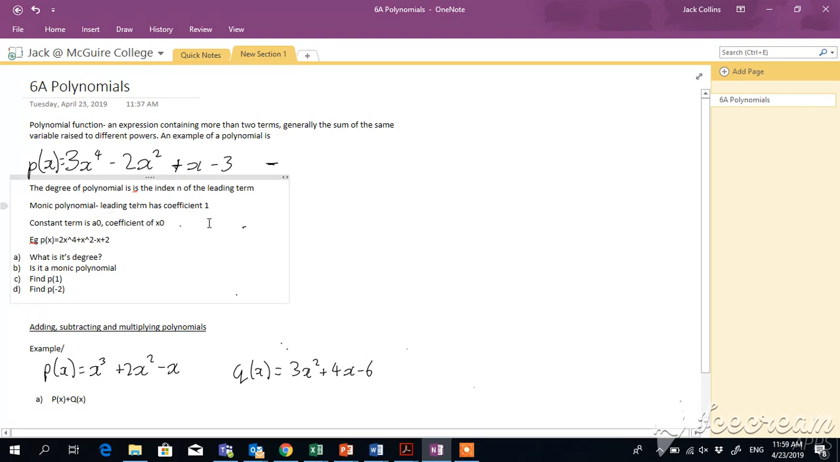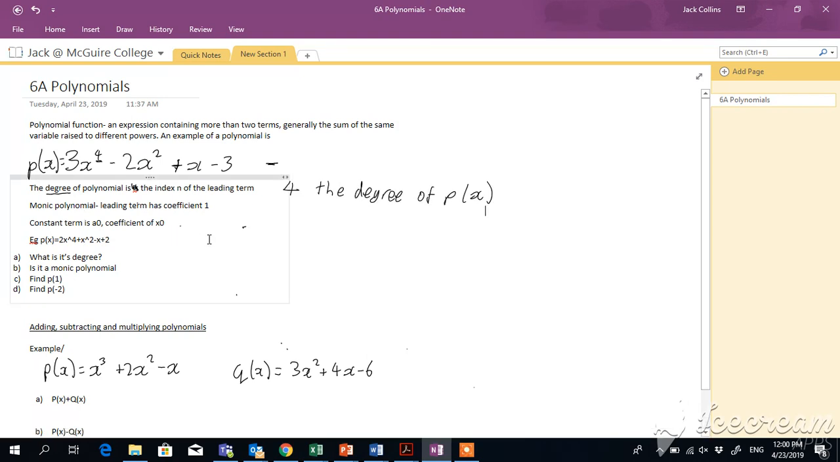Okay, so a couple of key pieces of terminology you need to know here. First is the degree. The degree of a polynomial is the index n of the leading term. So in this case, the leading term would be 4, so 4 would be the degree of p of x. Okay, so your highest power always goes first, and that is your leading term.